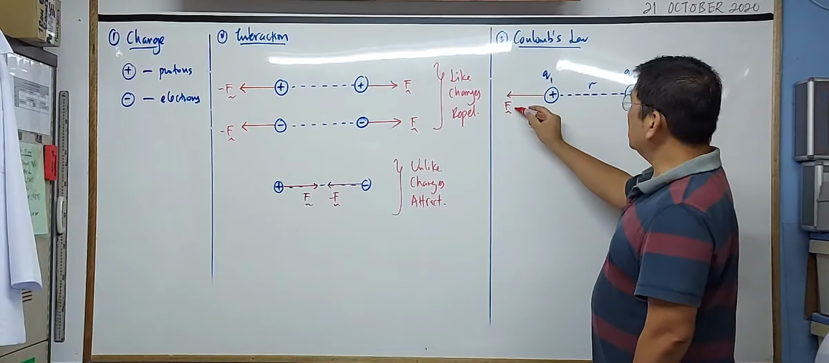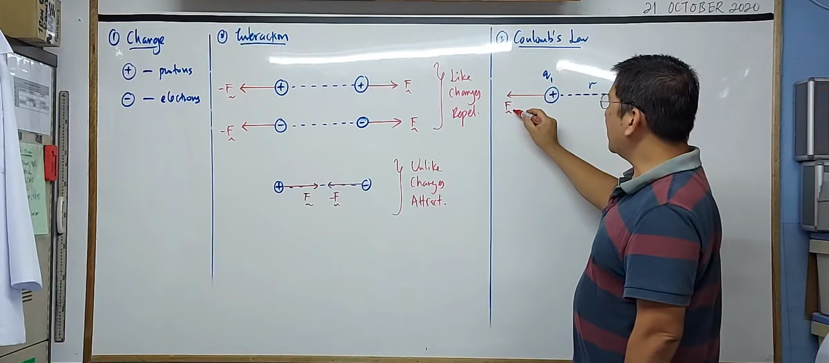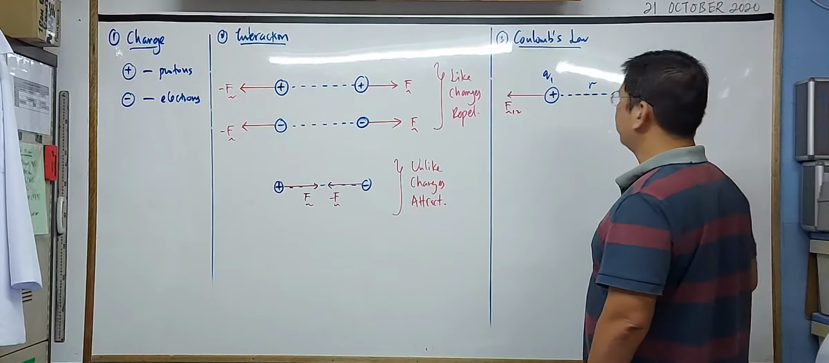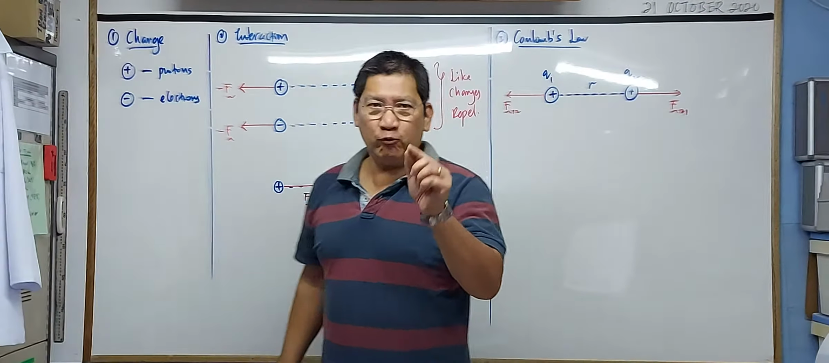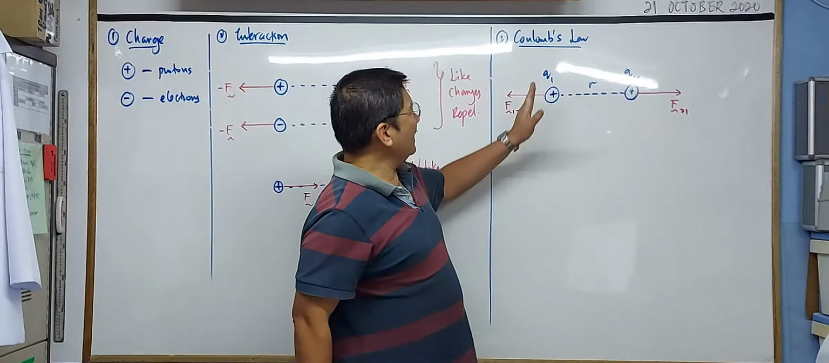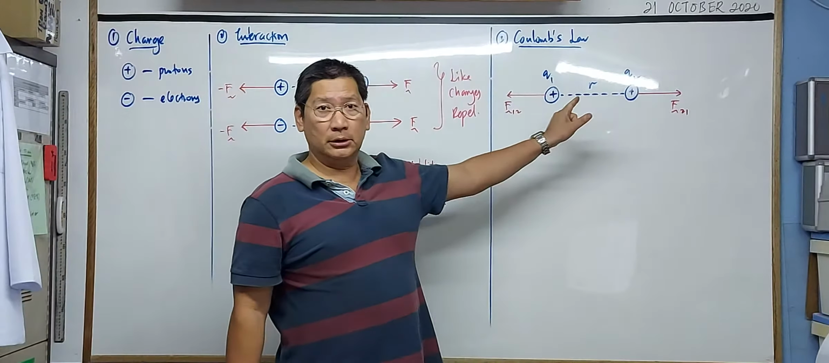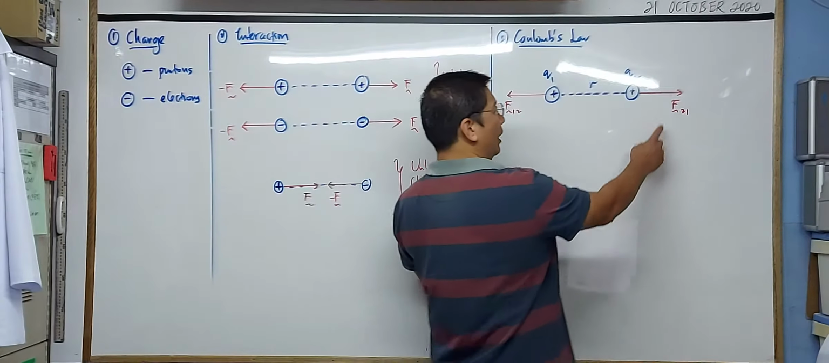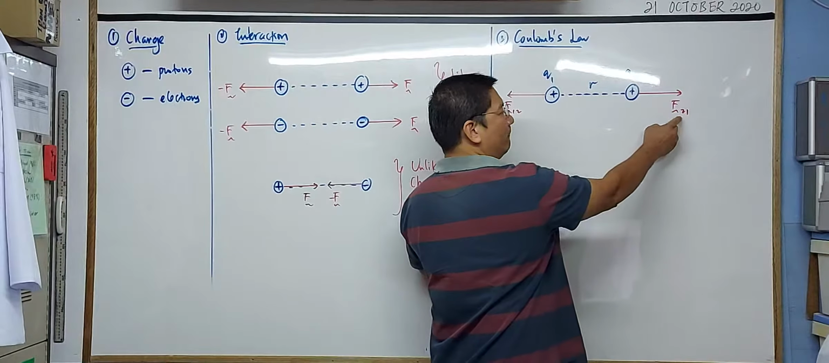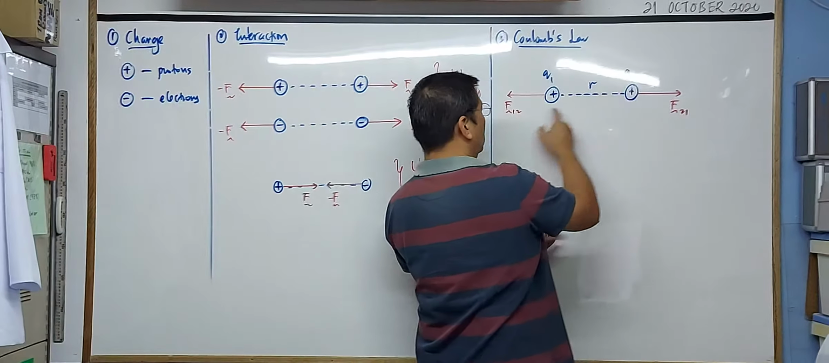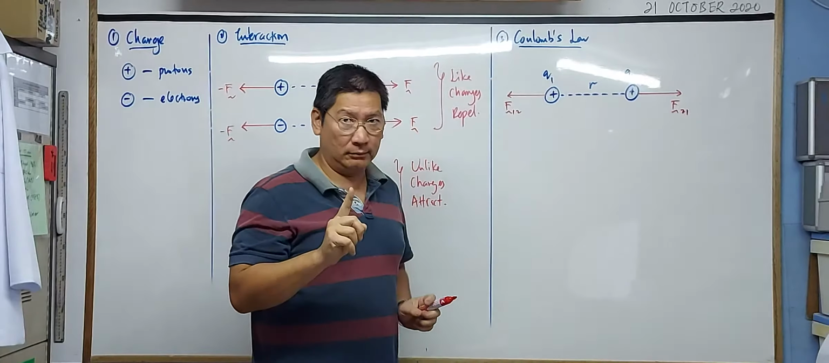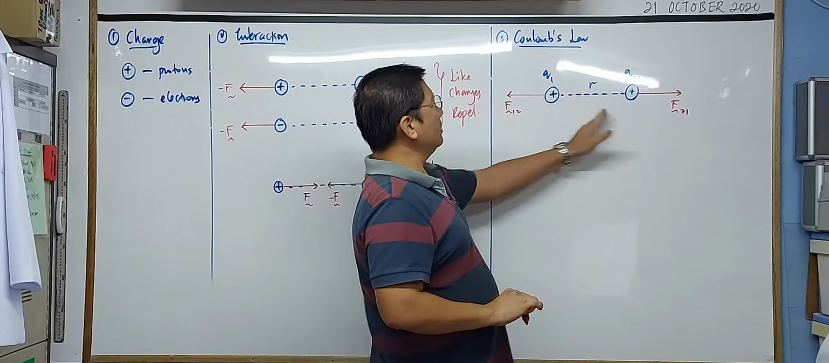And this force, we will label it as F12, and this is F21. Now, F12 means the force acting on charge number 1 by charge number 2. And vice versa also happens like this. For F21, it means the force acting on charge number 2 by charge number 1. Alright? So the distance between them is R.